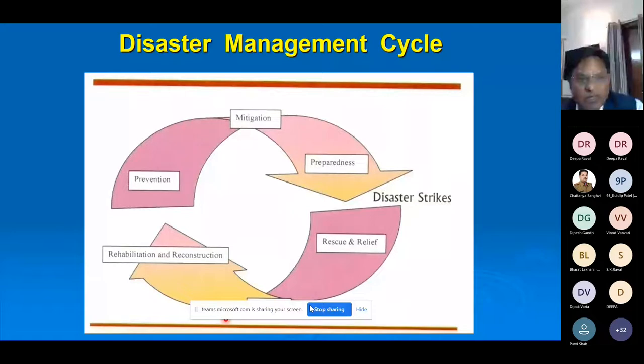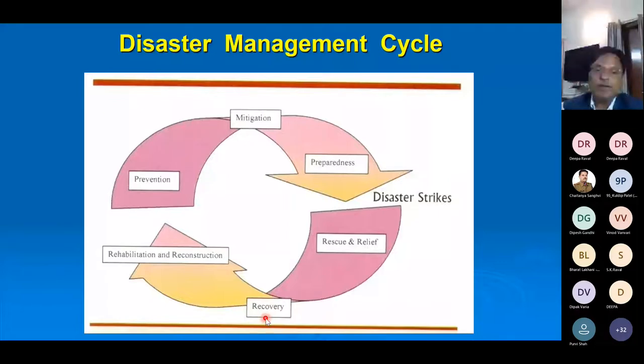Then, when the disaster has already taken place, the recovery part is important. You have to take them to safe places. You have to find out the shortest and the best route to transport them. Maybe the roads are damaged, it is disconnected by road, so you have to airlift them. So there also, geospatial technology is playing an important role.